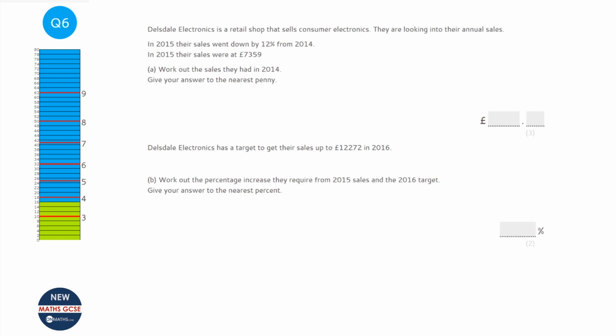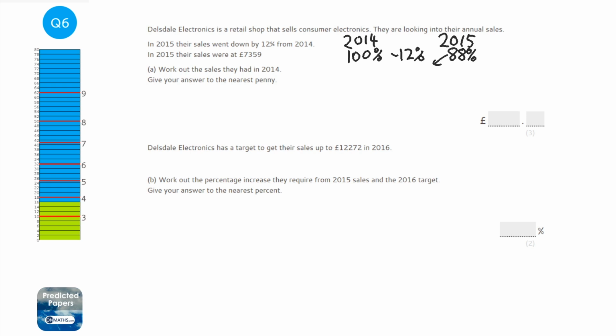Okay, so question A is about reverse percentages. So in 2014 and 2015, well, let's have a look. So the sales went down between the two, so if we start off with 100% and they went down 12%, what are we left with? Well, we're left with 88%. Now, as a multiplier, and this is the best way of doing this, 88% divided by 100, make it a decimal, is 0.88. Now that number, 0.88, is what we times the 2014 sales to get 2015. But in this question, we're given the 2015 sales, so we're given this one here.